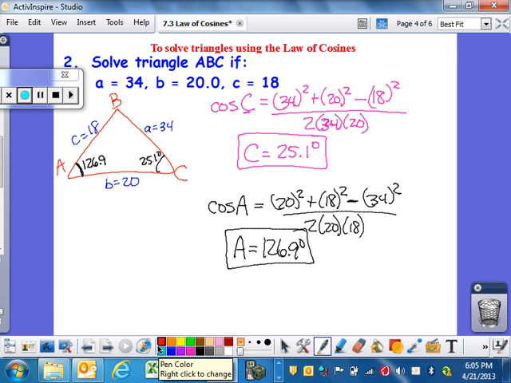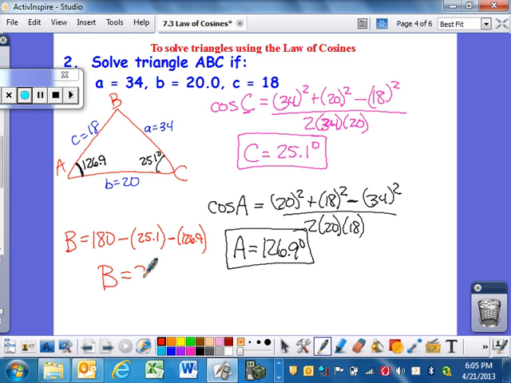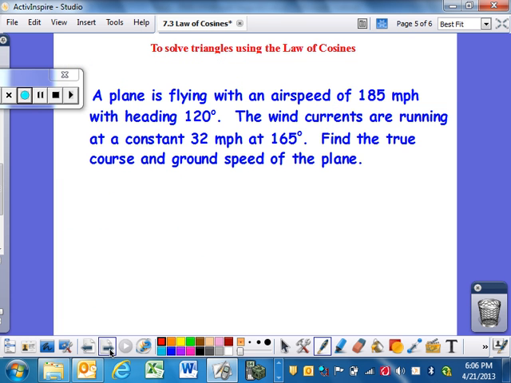And then obviously to find your other angle, these two and the third one must add up to 180. So to find angle B, it's 180 minus the 25.1, and minus the 126.9 as well, and you'll end up getting that B is exactly 28 degrees. And now once you look at this, it should work out. Smallest angle, smallest side. Middle, middle. Largest, largest. And I should feel confident with my answers. So that's that.